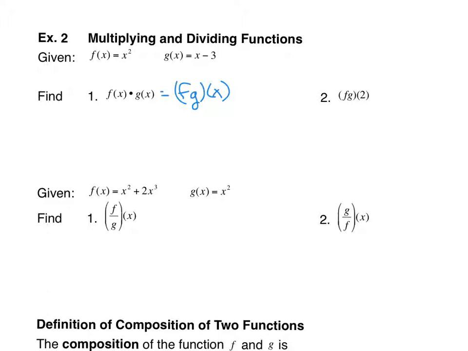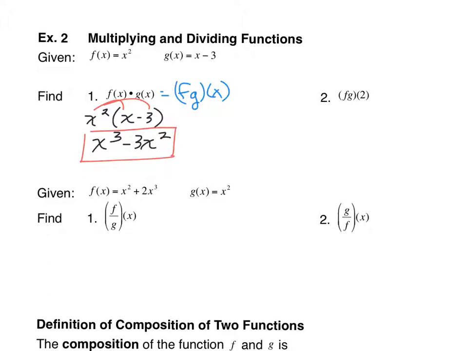So I'm going to take the f function, which is x squared, and I'm going to multiply it by the g function. So I'm going to distribute this x squared all the way through. When you multiply like bases, you add the exponents. So x squared times x gives you x cubed, and x squared times negative 3 is negative 3x squared. That's it.